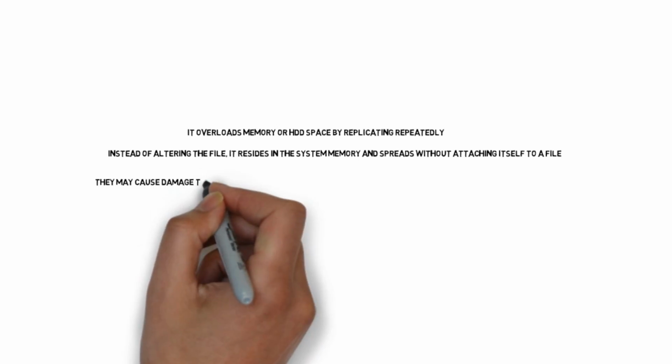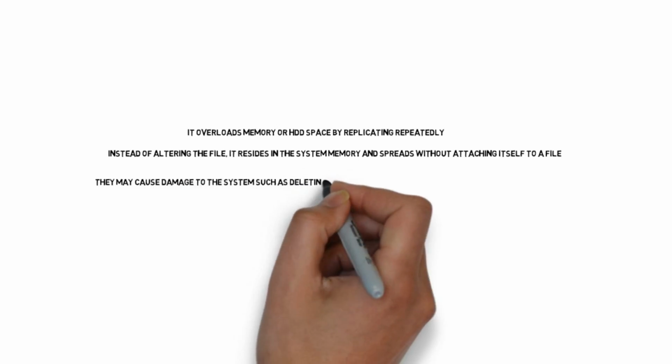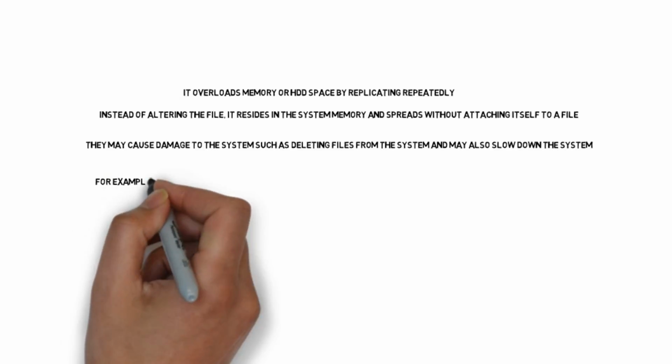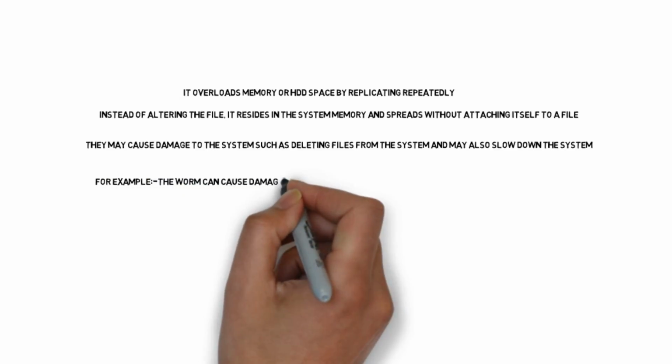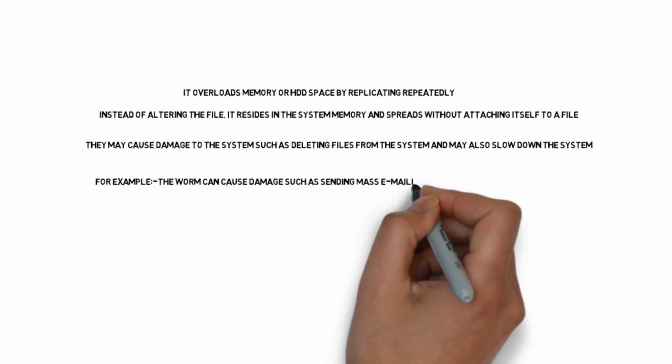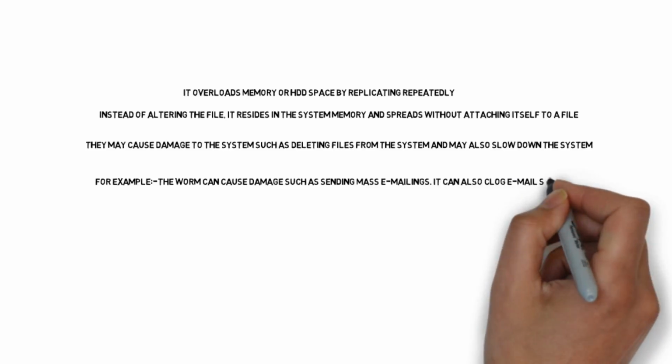They may cause damage to the system such as deleting files from the systems and may also slow down the systems. For example, the worm can cause damage such as sending mass emails. It can also clog email servers.